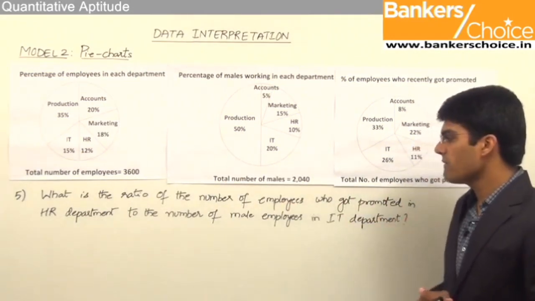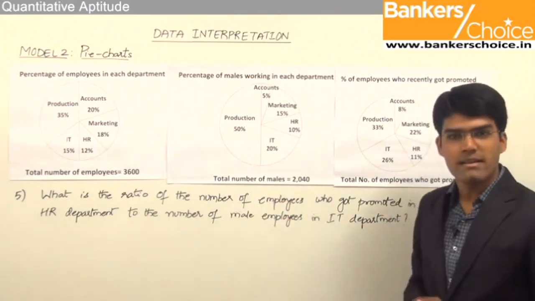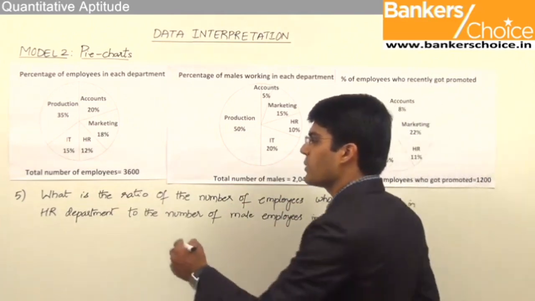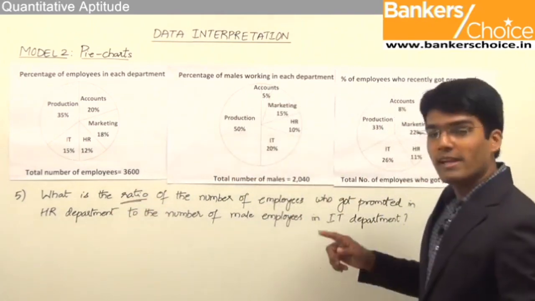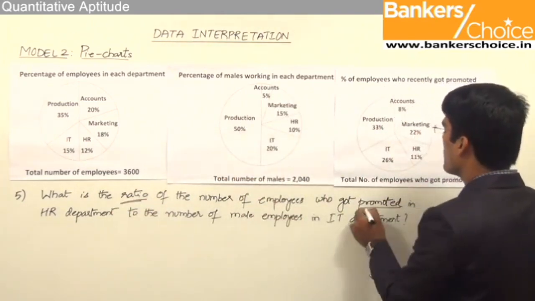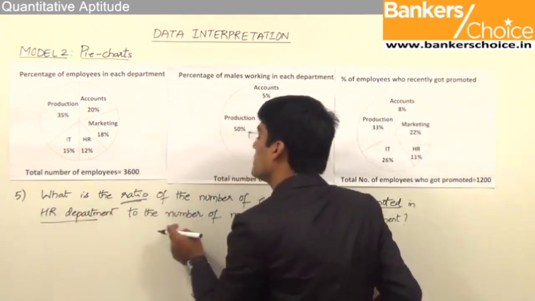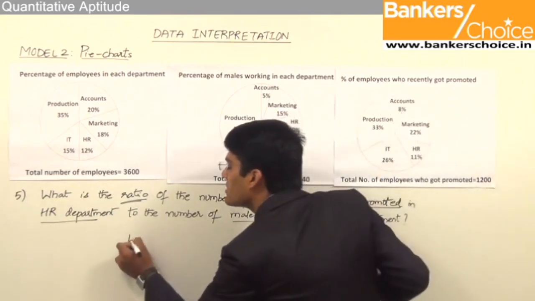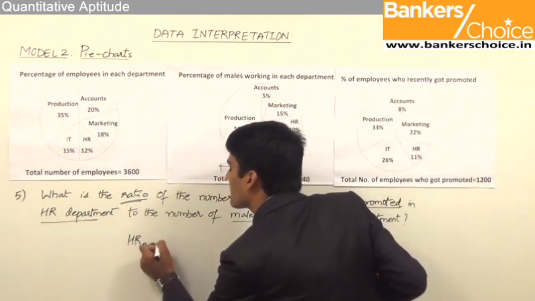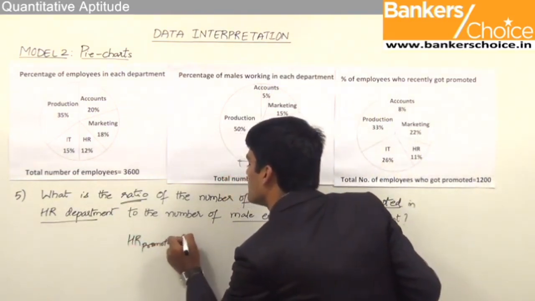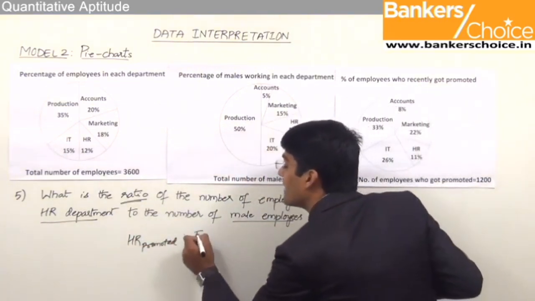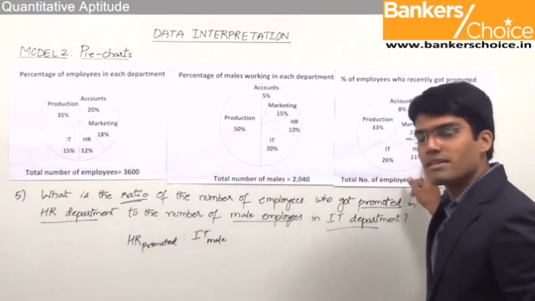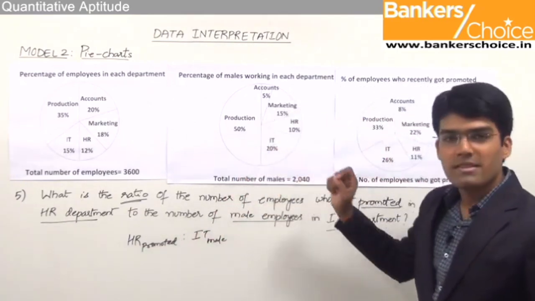What is the ratio of number of employees who got promoted in HR department to the number of male employees in IT department? So as you can see here, this is a question on ratio. We need to find out the ratio of number of employees who got promoted in HR department to the number of male employees in IT department. So the answer here should be HR who got promoted is to the male employees from IT department. Now this value here can be taken from the third pie chart, and the second part here can be taken from the second pie chart.